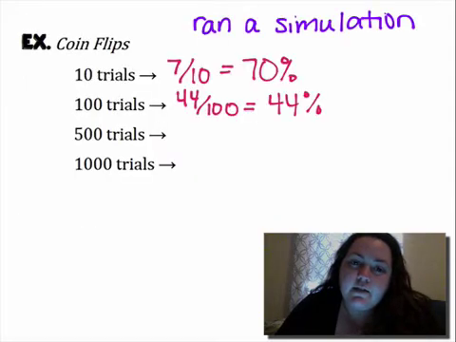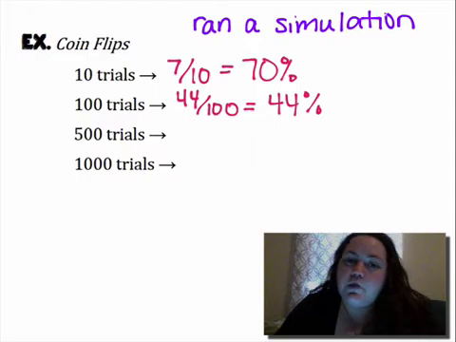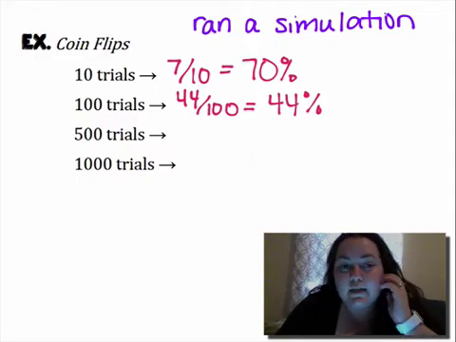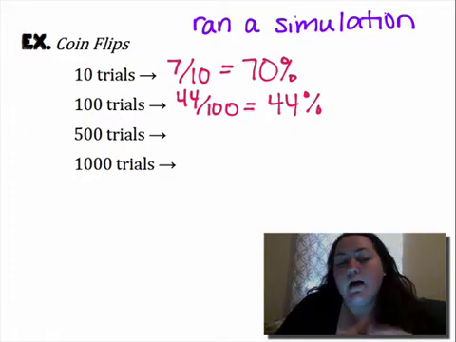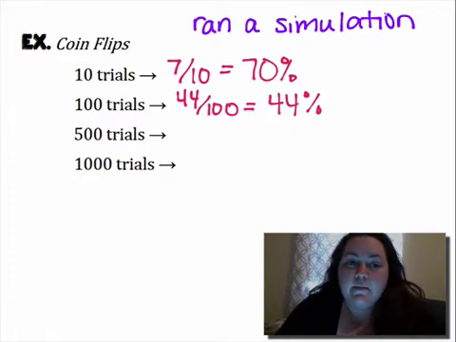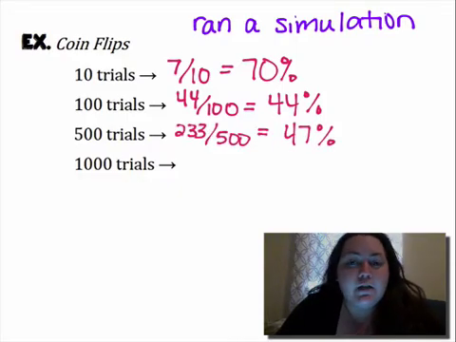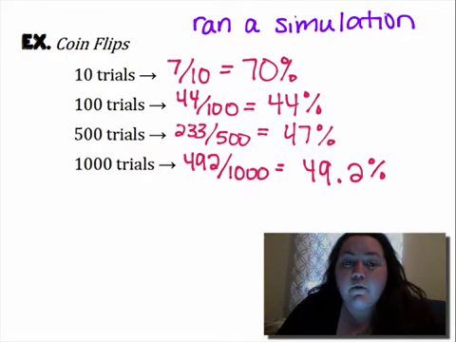Alright, so I did a simulation flipping coins through a virtual coin flipper. If I ran the trial 10 times, so I flipped the coin 10 times, I got 7 out of 10 heads. When I did it 100 times, I got 44 out of 100 heads. When I did it 500 times, I got 233 out of 500 heads. And when I did it 1,000 times, I got 492 out of 1,000.